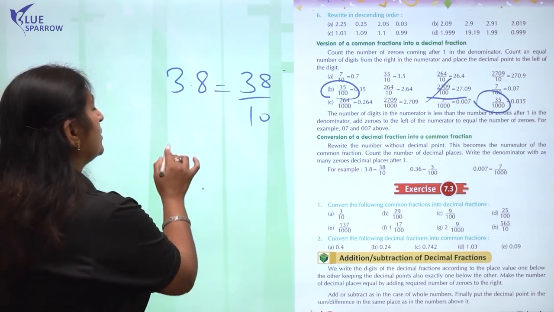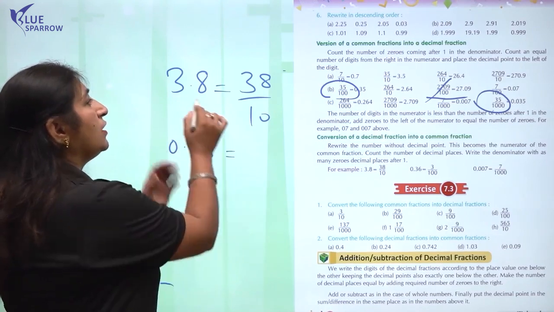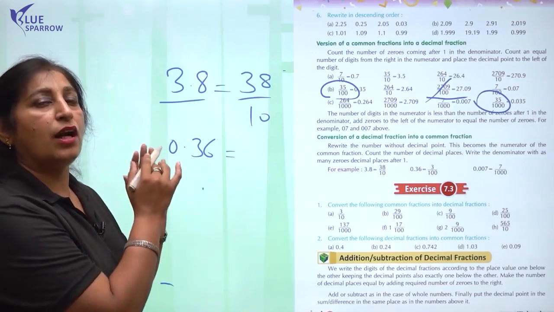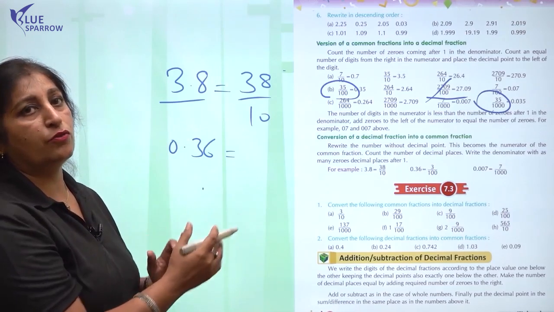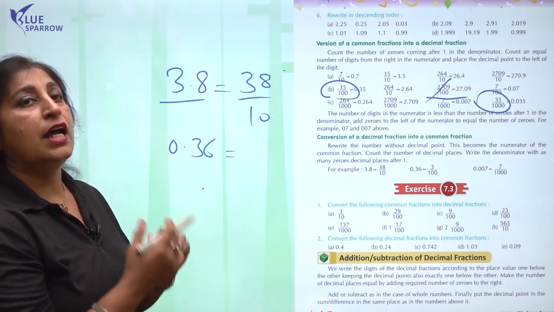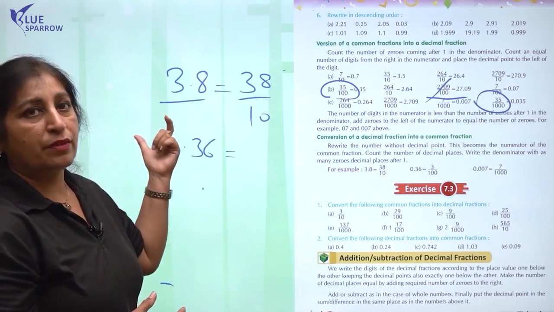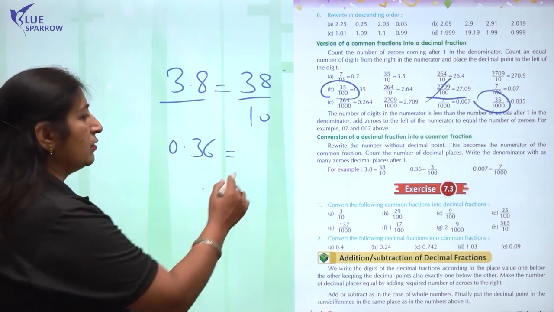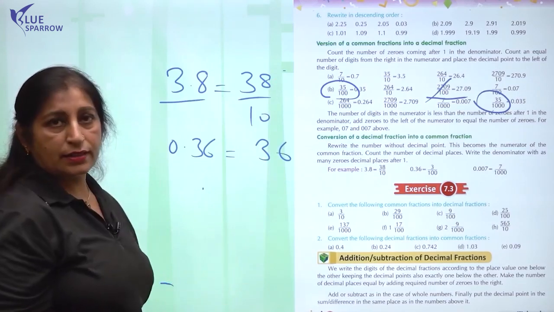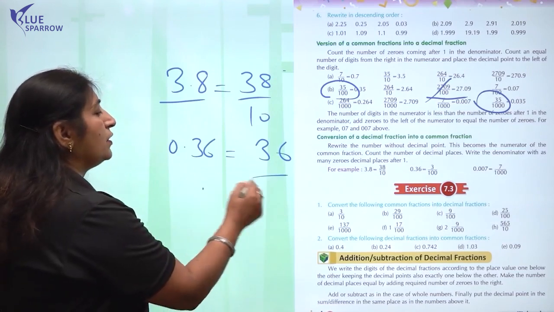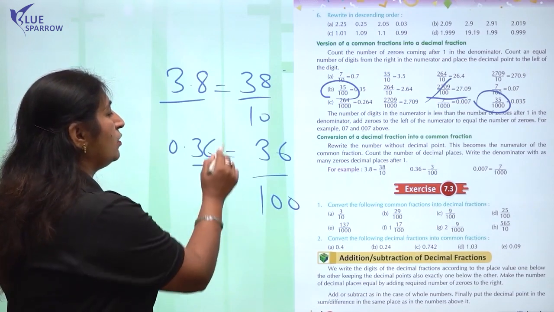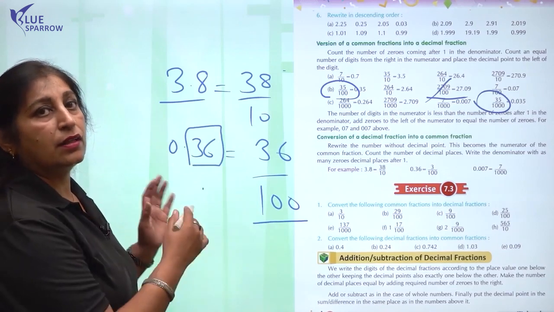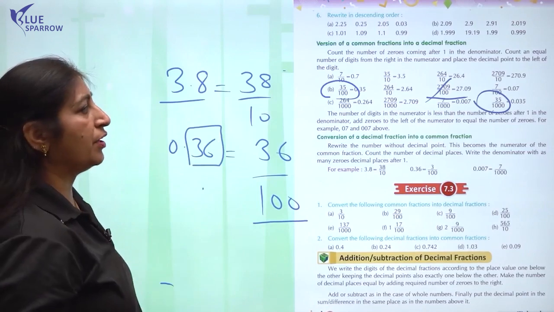For example, we are given 0.36. The number without decimal would make the numerator, and 1 along with the number of zeros would make the denominator, in case we want to convert a decimal fraction into a common fraction. Now the number is 0.36. 0.36 means 36, and upon there would be 100, because there are 2 decimal places. Its common fraction would be 36 upon 100.